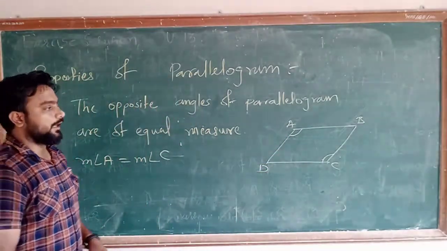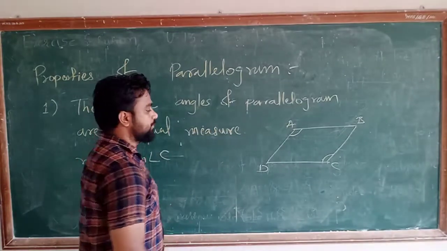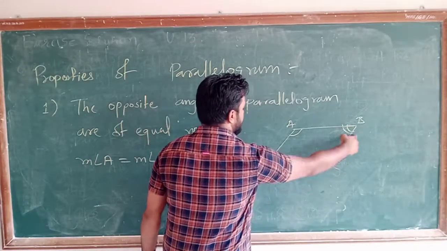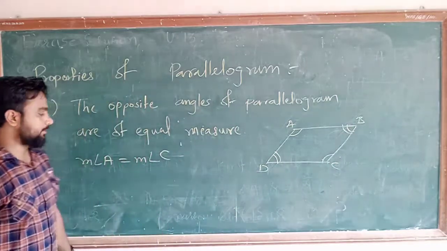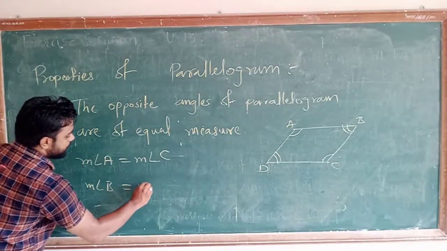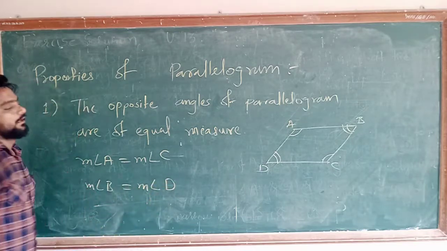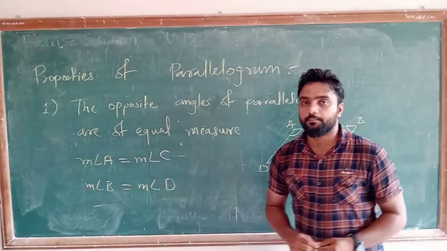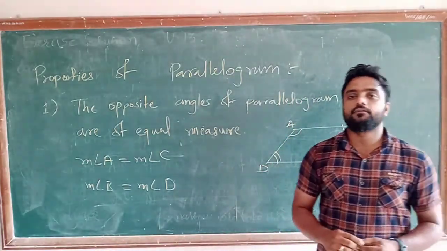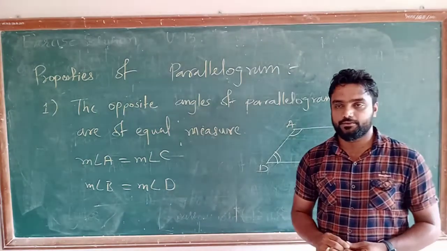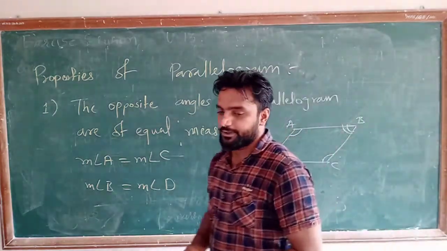Understand or not? And another pair, okay, which one? That is B and D. Understand or not? So from it I can write that measure angle B is equals to measure angle D. Understand or not? So according to the first property of a parallelogram, the opposite angles of a parallelogram are always equal in measure. Understand or not? Okay.